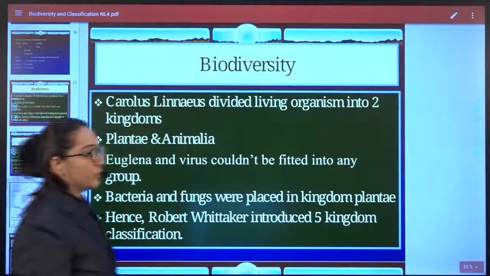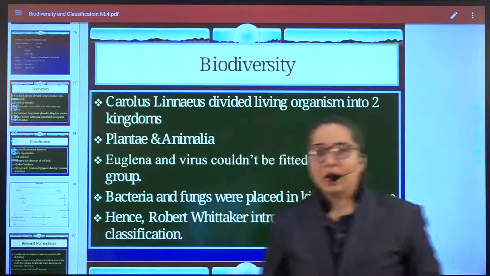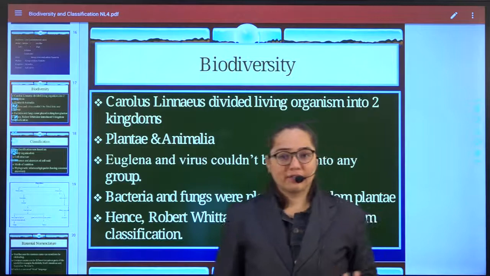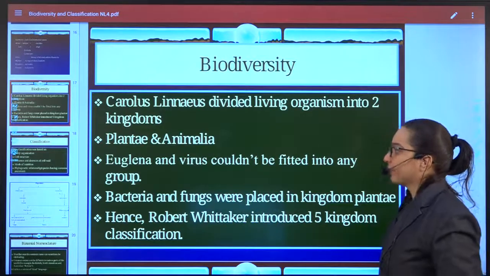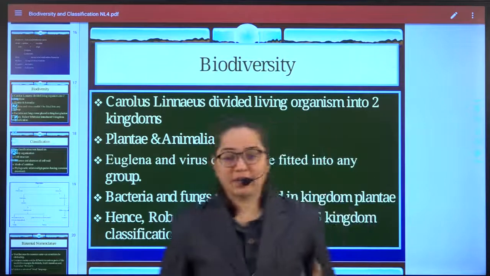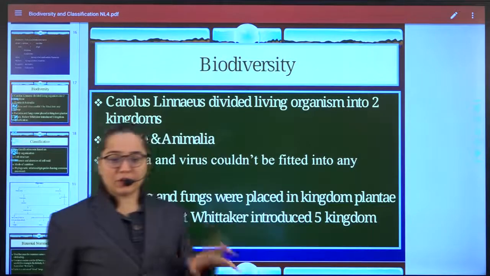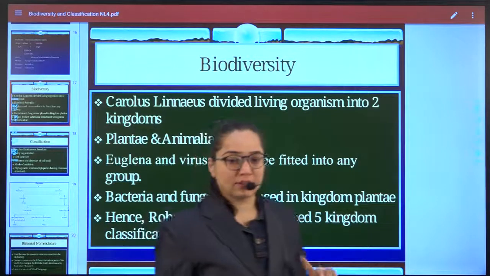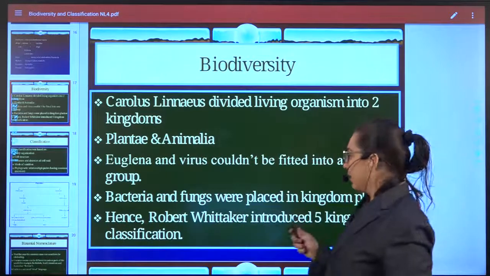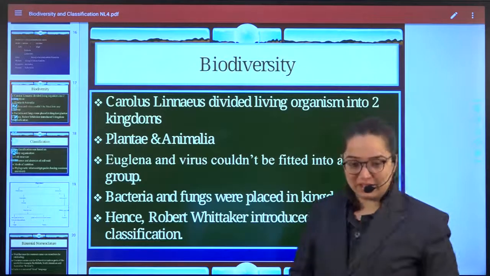Let's talk about further, that is biodiversity. How did Carl Linnaeus divide everything? He divided into two kingdoms, that is Kingdom Plantae and Kingdom Animalia. Now Euglena and virus, they couldn't fit into any group. They were not satisfying these characteristics, and bacteria and fungi were placed into the kingdom Plantae.